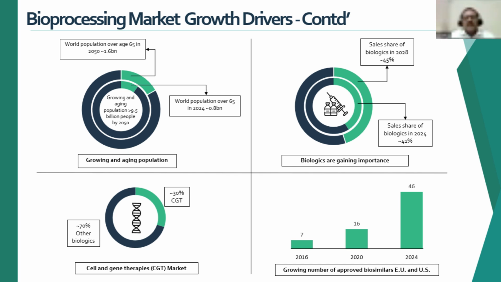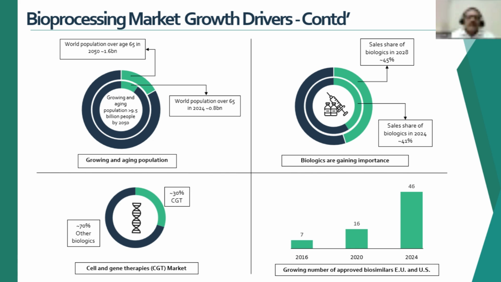One, definitely aging population. The population over 65 is estimated to grow from 0.8 billion to 1.6 billion by 2050. So, a growing population directly or indirectly demands higher healthcare, and high demand for personalized medicines, or high demand for infectious disease, oncology, or immunological drugs. And second, biologics are gaining importance. 40% of all the drugs are biologics in 2024, and it is estimated to reach 50% by 2030.